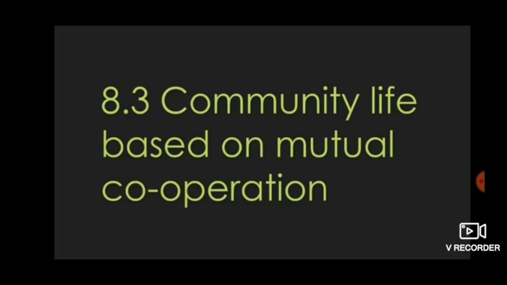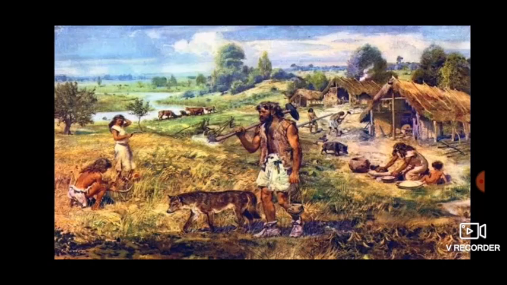The next is the third point, community life based on mutual cooperation. The farmers in the village settlement were now producing surplus food, meaning more food. Why? Because they were engaged in agriculture. They needed skilled craftsmen for tasks. That means people who were good at tasks like making agricultural implements and repairing them.